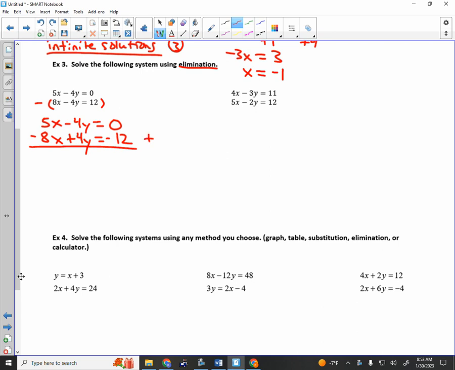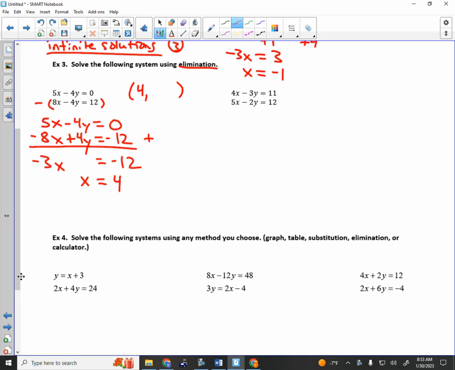I'm going to add those together. 5x and negative 8x make negative 3x. Negative 4y and positive 4y. Isn't that nice? And then 0 and negative 12 make negative 12. So now I have a basic equation once those y's went away. And so my solution is x is equal to 4. So 4 is the x value of the solution.